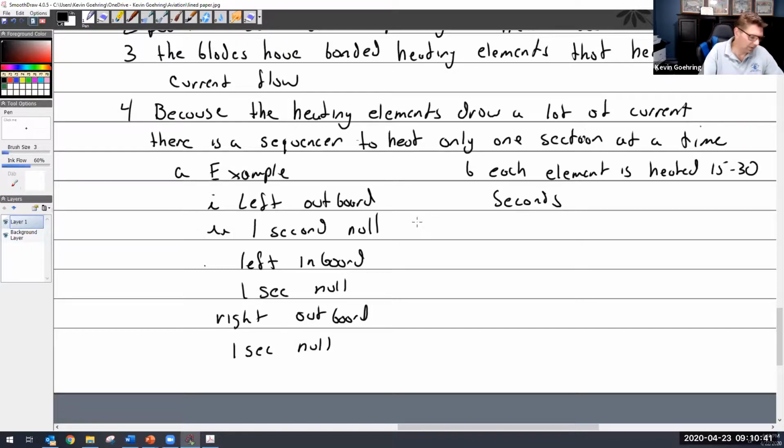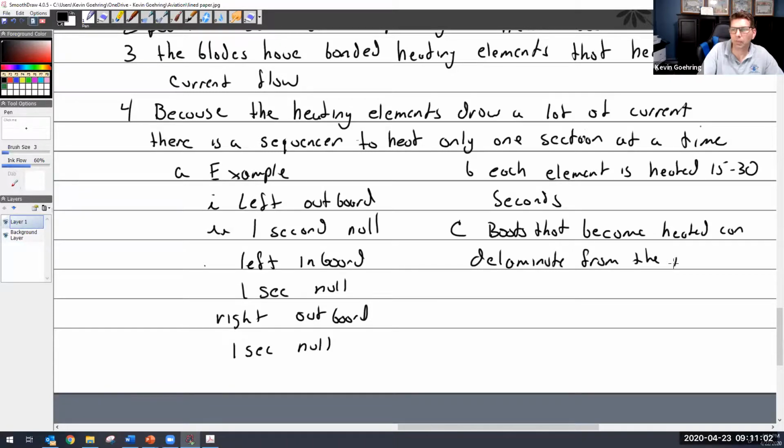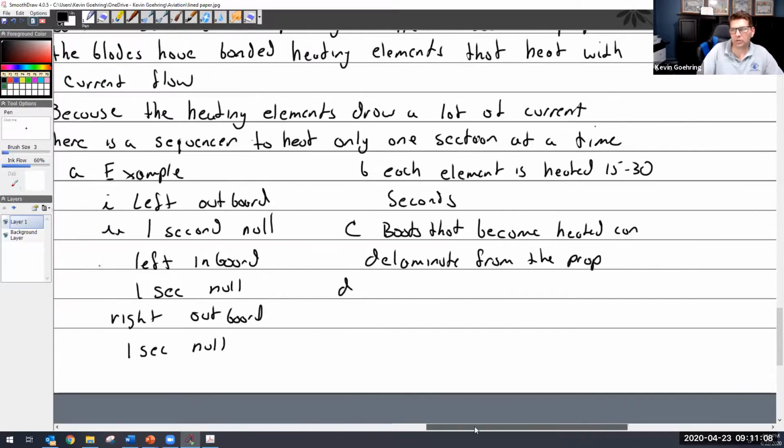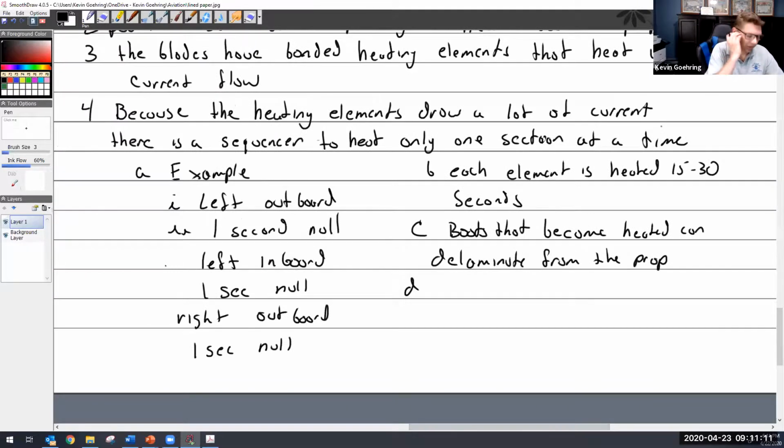See, boots. Boots that become overheated can delaminate from the prop. Do I have more room? Nope, I'm at the end.